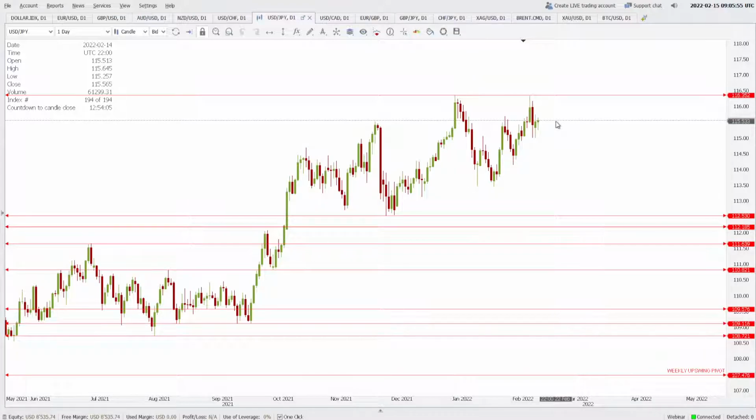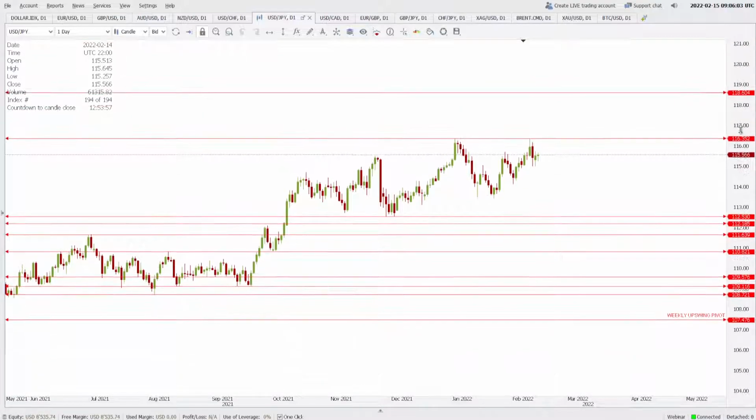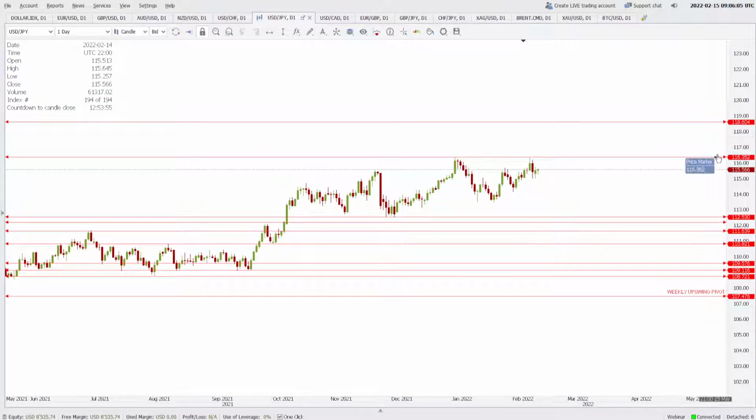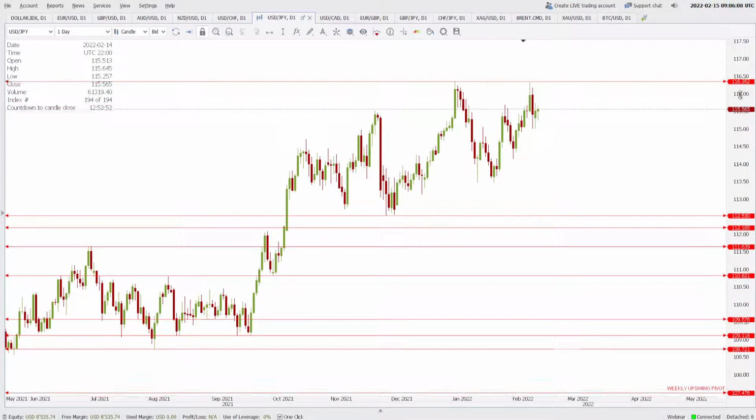And I also have shown you on the dollar index that the dollar index is bullish. It is making higher highs and higher lows. So in the long run, I think the USD JPY is going to test 118.60 very soon.